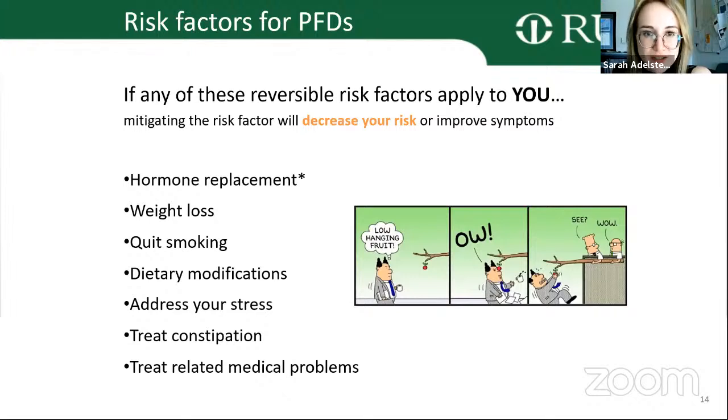So, risk factors for pelvic floor disorders, and I'll bring these up throughout the talk. If any of these things apply to you, these are reversible things we can treat to decrease the risk that you'll develop a pelvic floor disorder. So hormone replacement, weight, like obesity and being overweight, tobacco, a heart healthy diet and a high fiber diet, stress, anxiety, and constipation, that's a big one.